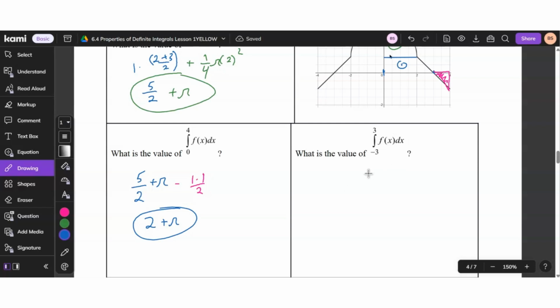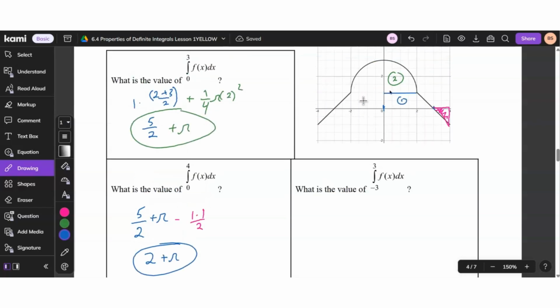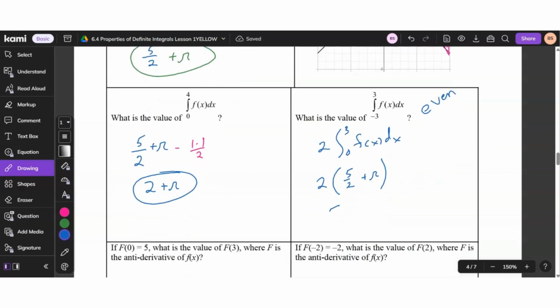All right, now what about here if we're going from negative 3 to 3? Well, this is an even function. If it is even, that means it's the same as 2 times the integral from 0 to 3 of f(x) dx. And we already found that. So it's just going to be 2 times 5 halves plus pi. I'm getting that from this one here where we did 0 to 3. So when I distribute that, it's going to be 5 plus 2 pi.